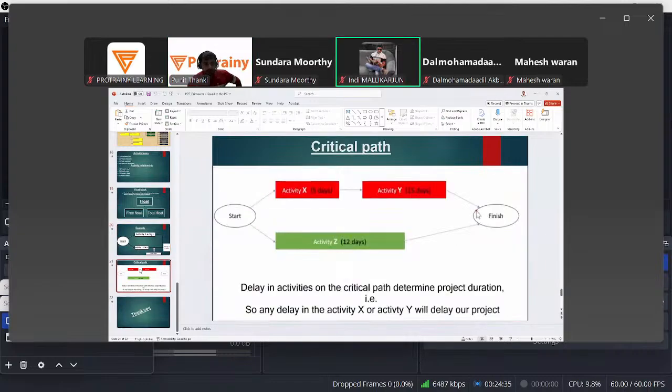Yes, sir. Okay. Now, another important terminology, critical path. As you can see, start, activity X, activity Y. Activity X lasts 5 days, activity Y 15 days. Then finish. Critical path is that kind of path where float is 0. This is the most important question people ask: what is critical path? Critical path is that kind of path where any single amount of delay will ultimately delay the project completion date. That is called critical path.